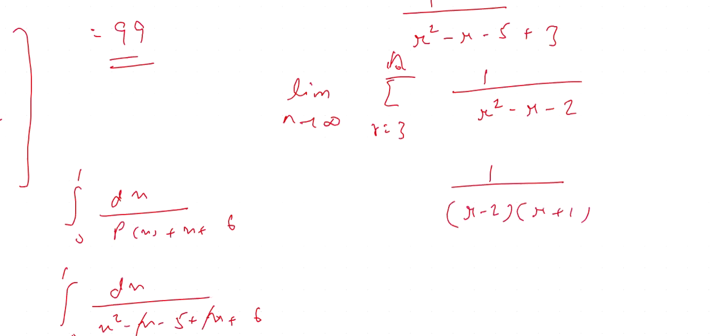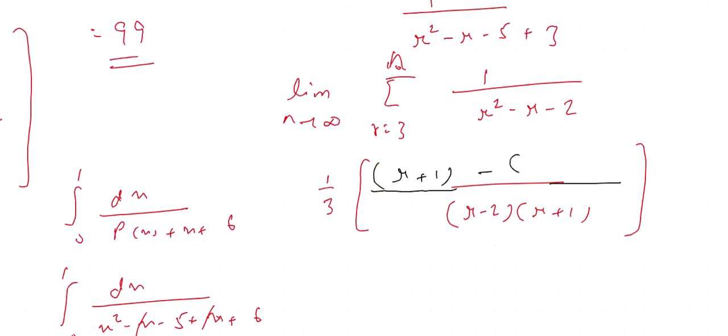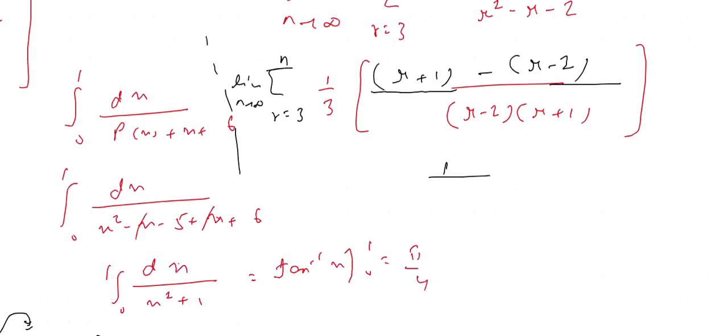So what we can do, we can multiply with the difference, right? So it will be r plus 1 minus r plus 1 minus of r minus 2, with summation r equals 3 to n and limit n approaches infinity. So 1 upon r minus 2 minus 1 upon r plus 1, times 1 upon 3.